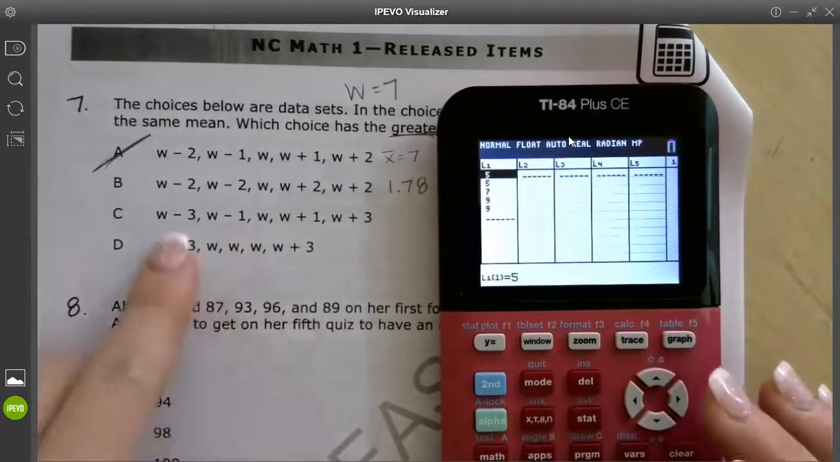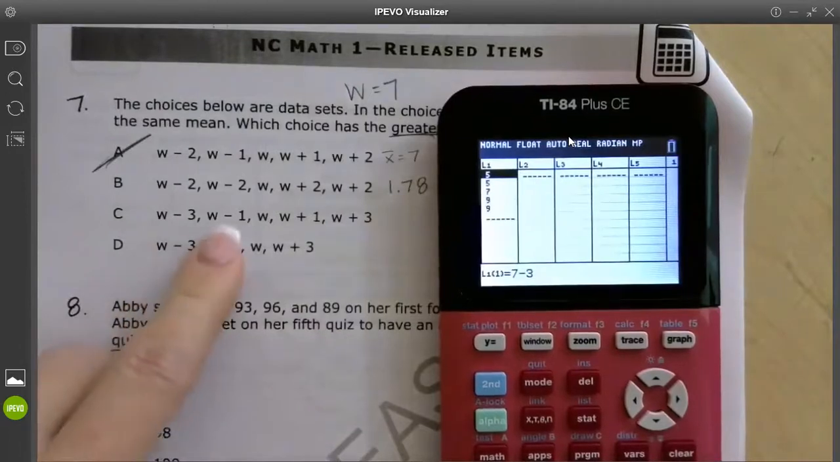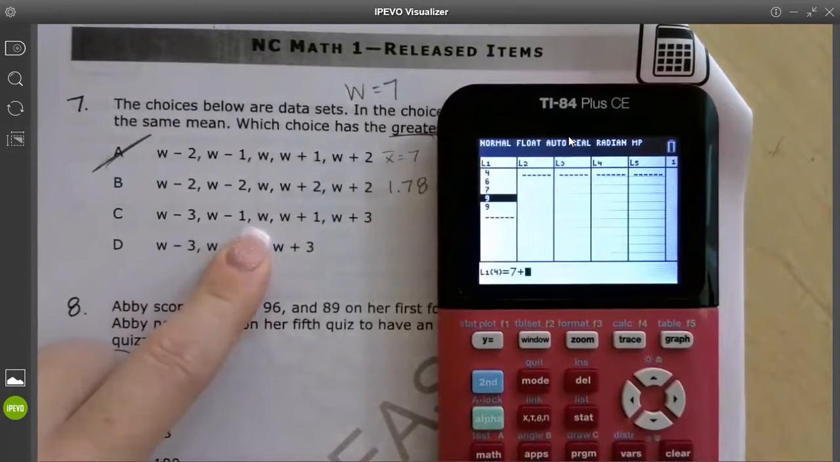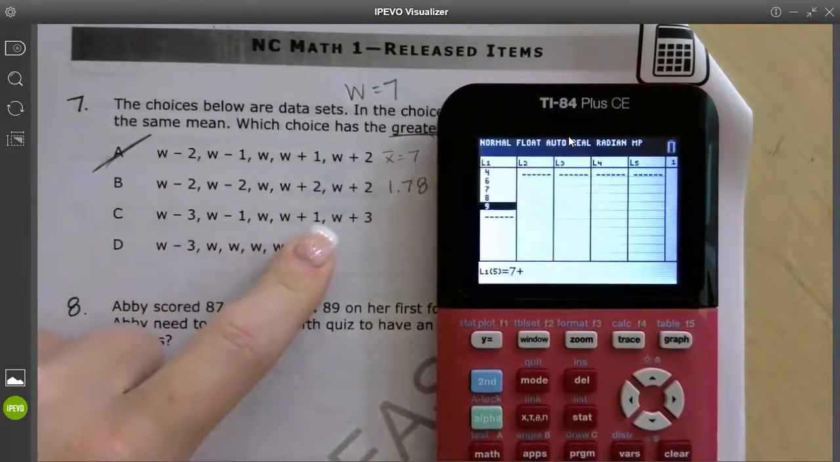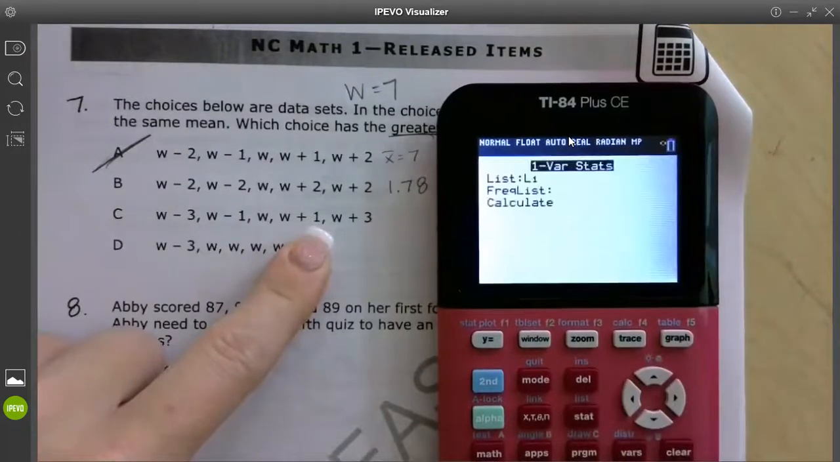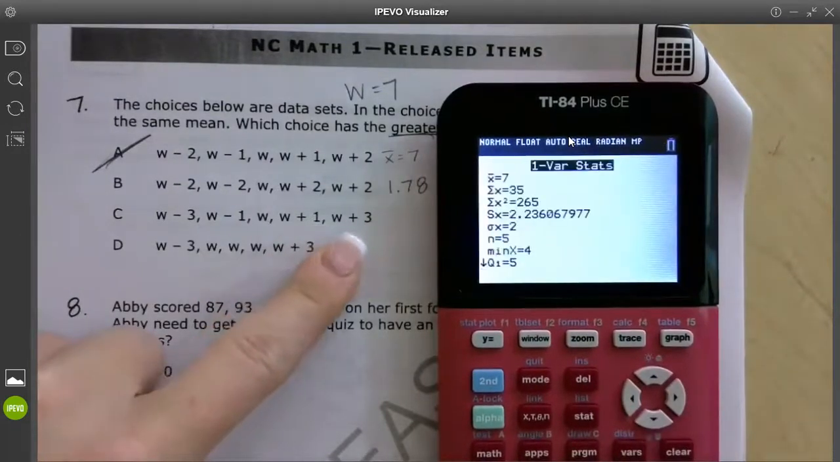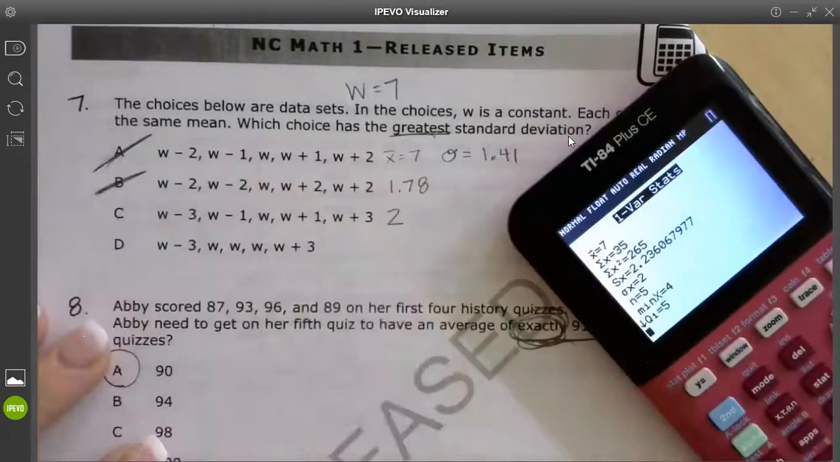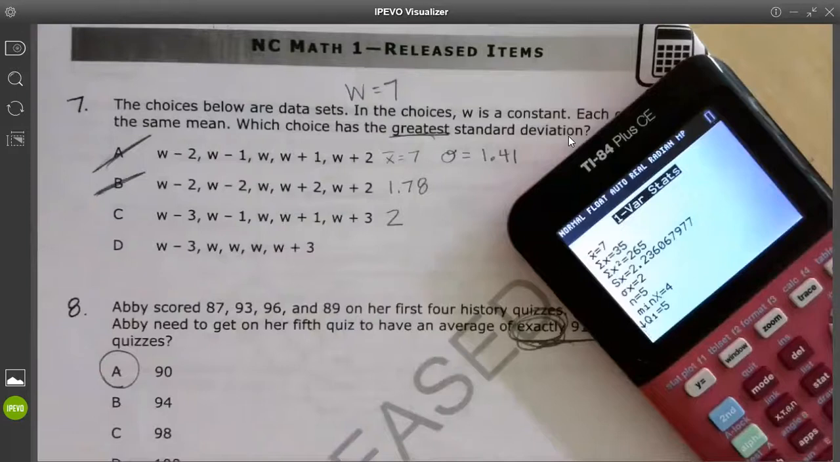We're going to go back in and edit. This one says 7 minus 3, 7 minus 1, 7, 7 plus 1, and 7 plus 3. Stat, calc, 1-Var Stats. What's our standard deviation? It's 2. So it's our biggest one so far.